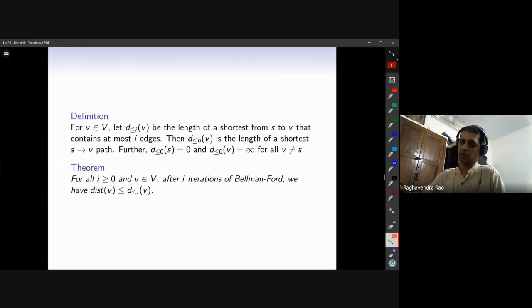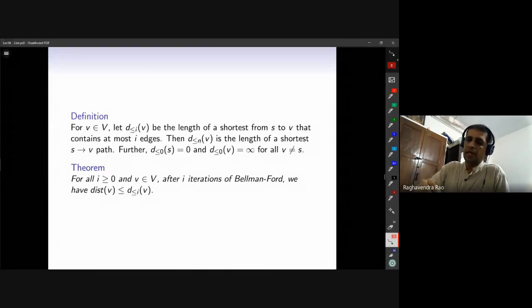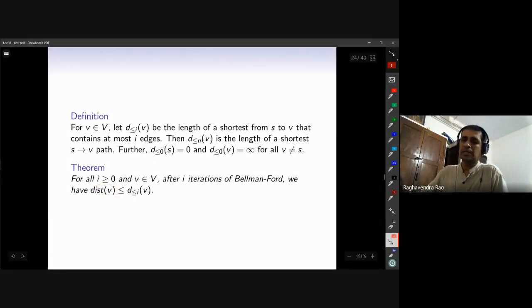So this is a statement that we are going to prove for the first part of the algorithm. The second part, why negative weight cycle, I will not be discussing; I'll leave it as an exercise for you to prove. The statement is: after i iterations of Bellman-Ford, for each vertex, the distance value computed by the algorithm is at most the length of a shortest path that uses at most i edges from S to V.